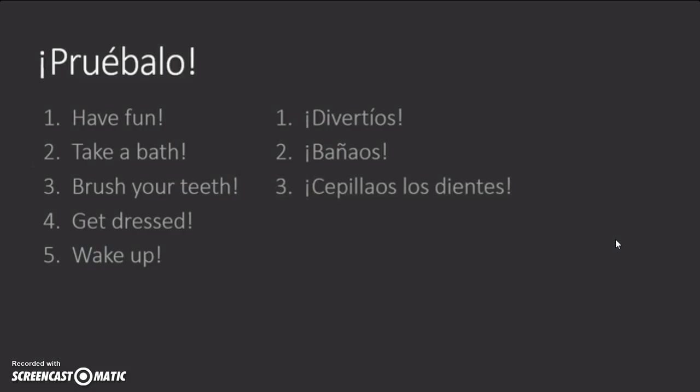Brush your teeth is cepillarse, so we chop off the R, change it to a D. I do that in my mind anyway and chop it off again. That's an extra step. But anyway, you get cepillaos los dientes. These are crazy, aren't they?